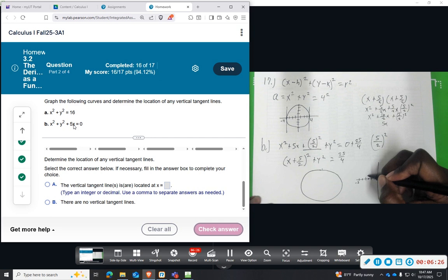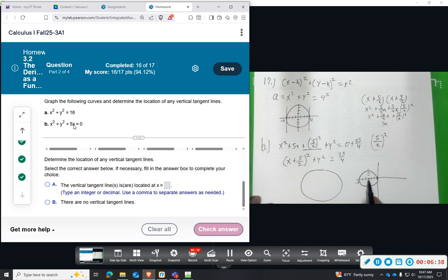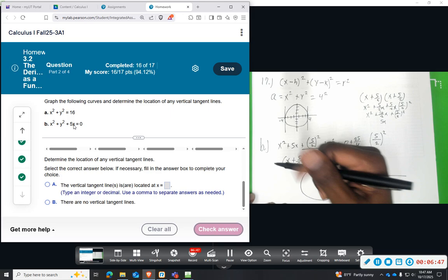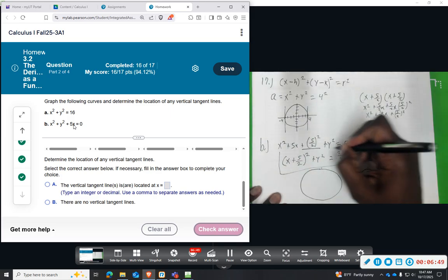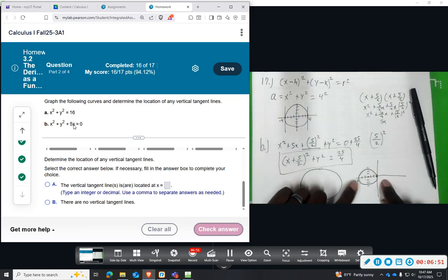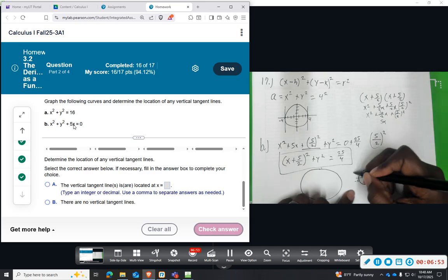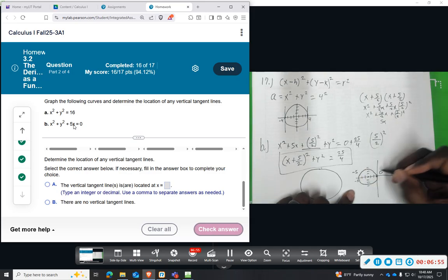Our circle will be centered at -2.5, and we would still have a radius of 2.5. So 1, 2, 3, it'll be like 0.5 here, and 1, 2, 3. So our circle would be centered at -2.5, and it'll have a radius of 2.5, or 5/2. So this will be the equation that we would have. And if we're asking for the equation of vertical tangent lines, it would be at -5 and 0.